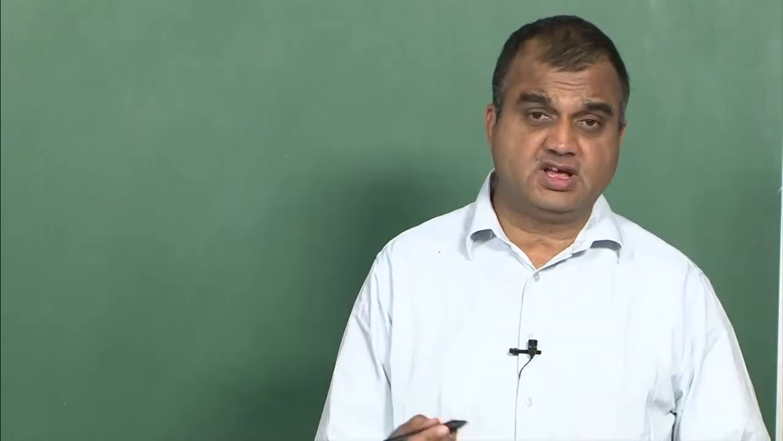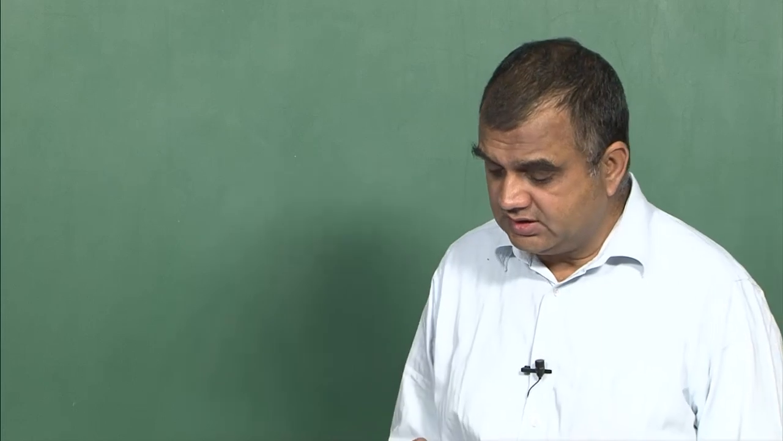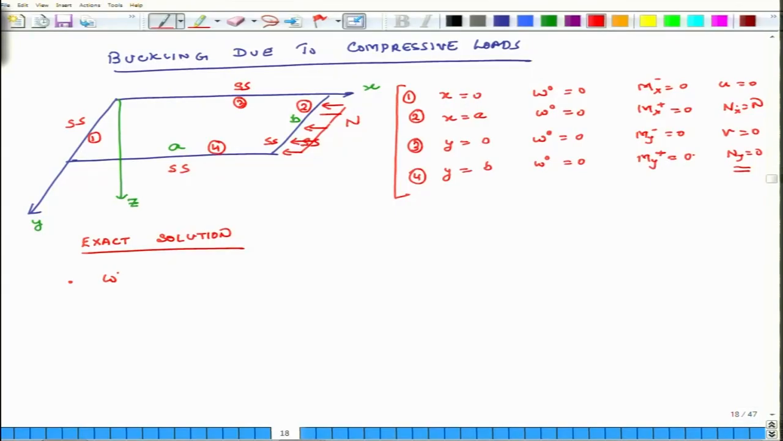For an exact solution we have to guess a solution which satisfies all the boundary conditions and also satisfies the governing differential equation. So, this is w naught x y is equal to W naught sin m pi x over a sin n pi y over b.